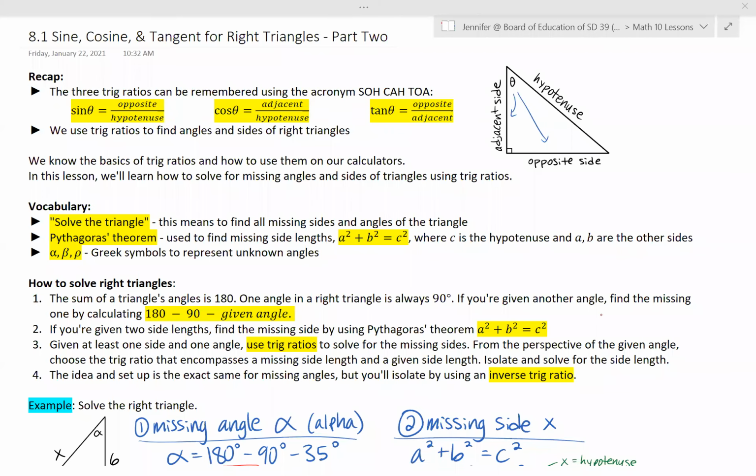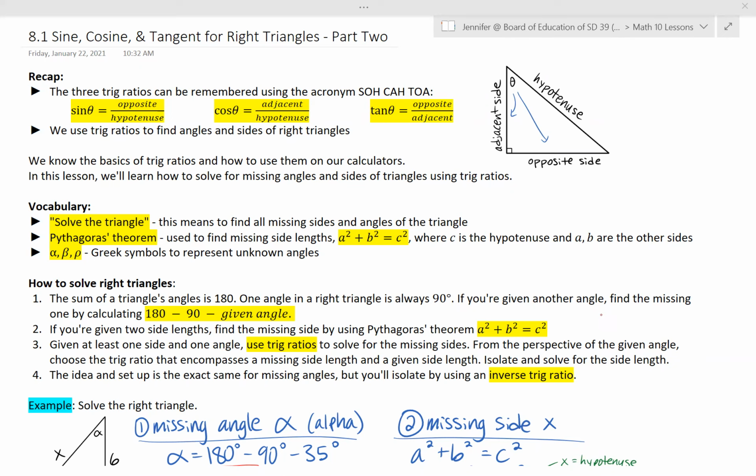This is the second part of the 8.1 sine, cosine, and tangent for right triangles lesson. In part 1, we were introduced to the three trig ratios, sine, cos, and tan, and we can remember these using the acronym SOHCAHTOA.